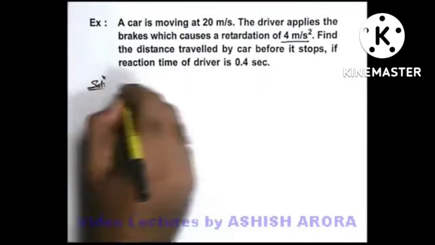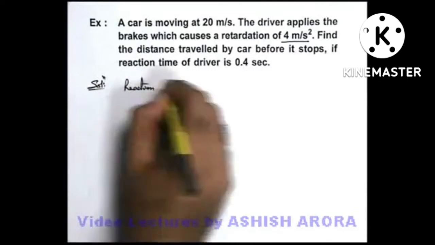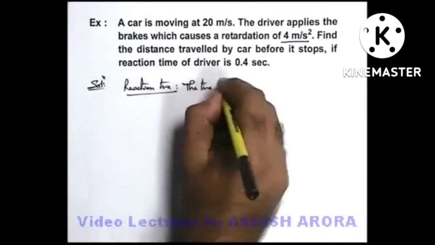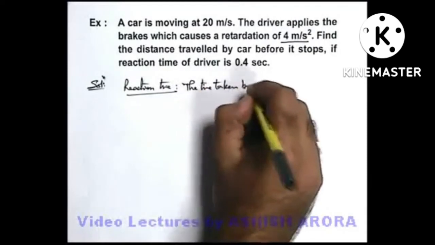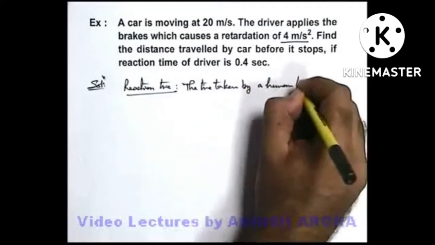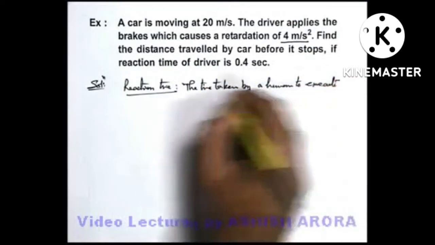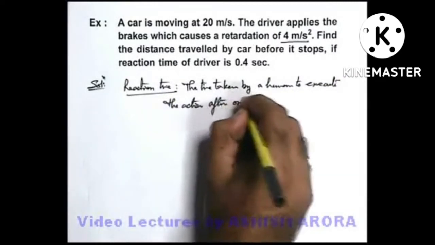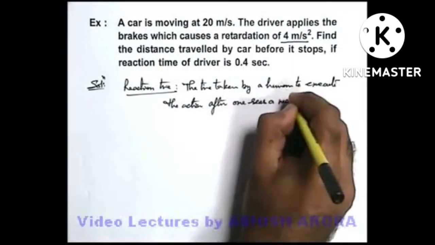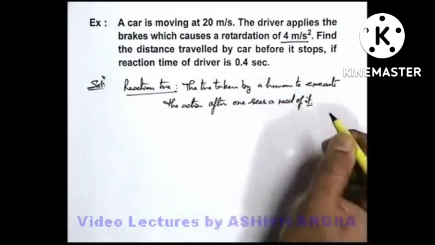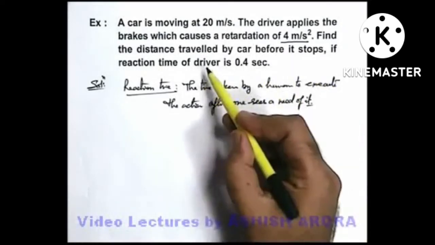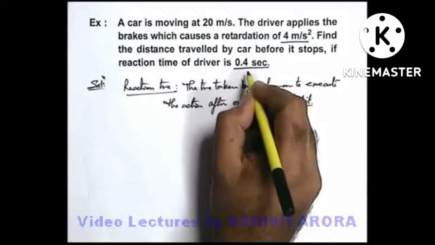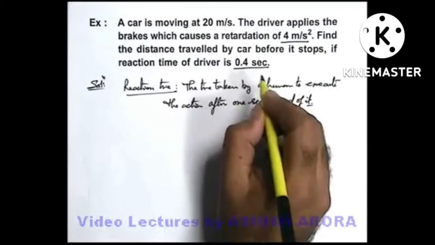The very first thing is you must know about the reaction time. The reaction time you can simply define as the time taken by a human to execute the action after one sees a need of it. In our case, when the driver sees the need to apply the brakes, if his reaction time is 0.4 second, that means after 0.4 second, he'll push the pedal of the brakes.